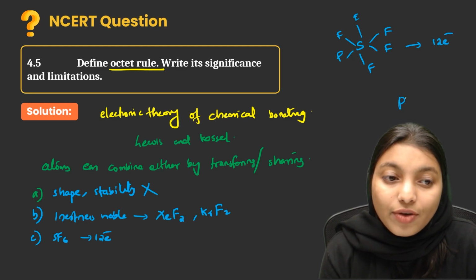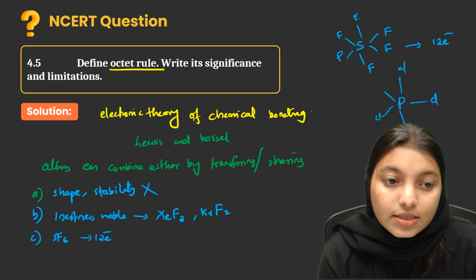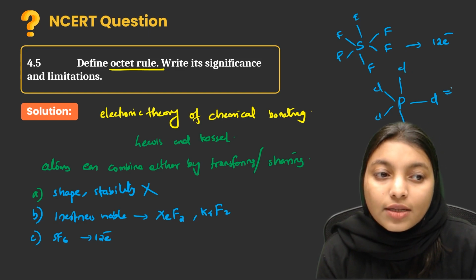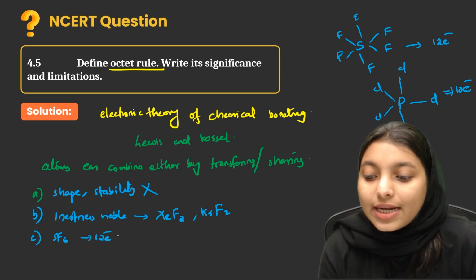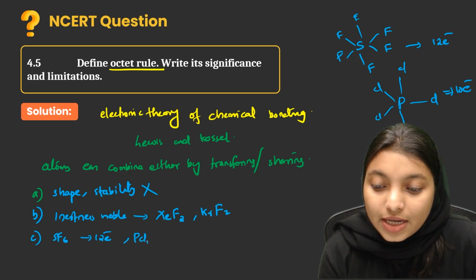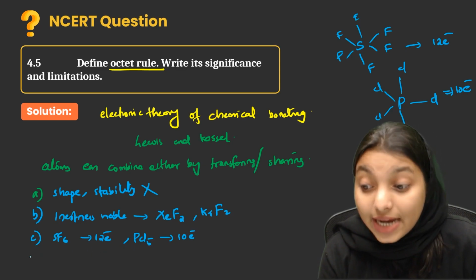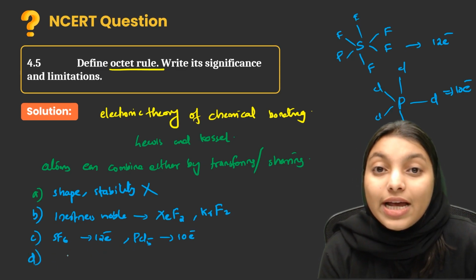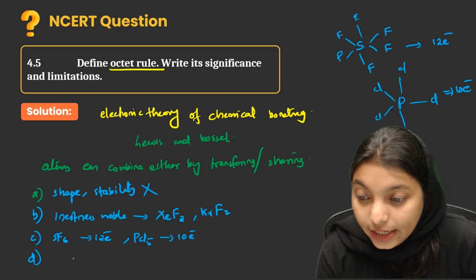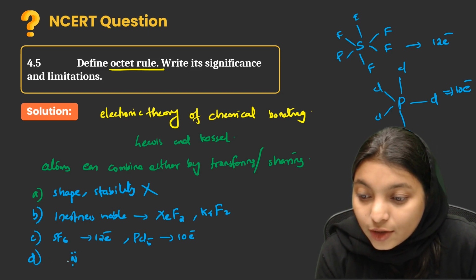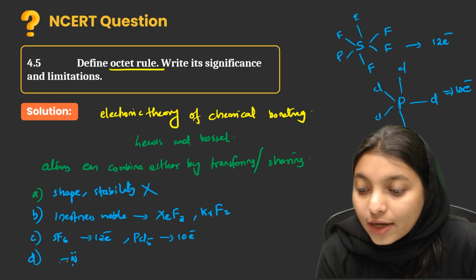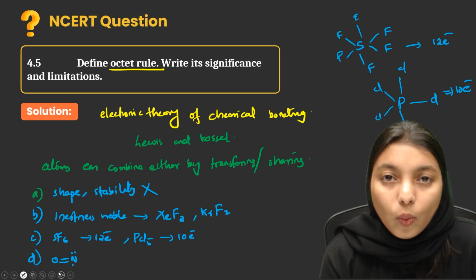If you look at PCl5, what is the structure of PCl5? Cl, Cl, Cl, Cl, Cl. How many electrons are there? 10 electrons are there. So for SF6 and PCl5, the octet rule is not being followed. And again, we can have other cases like NO, which is an odd electron system.